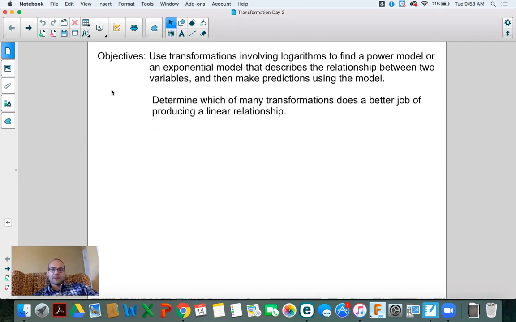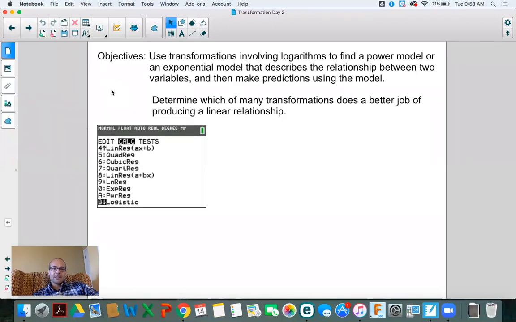And the second piece, we're going to look at which of many transformations does a better job of producing a linear relationship. I'll introduce the concept that that's a thing we might need to do, and then we'll post another video showing you the back end work, what it would look like if you're using a graphing calculator to do that efficiently.